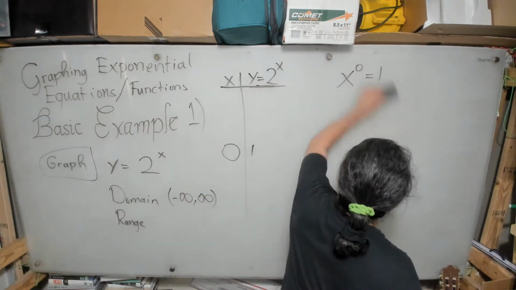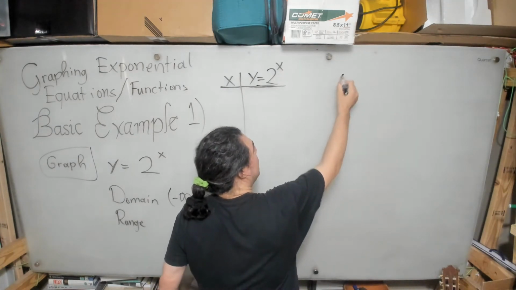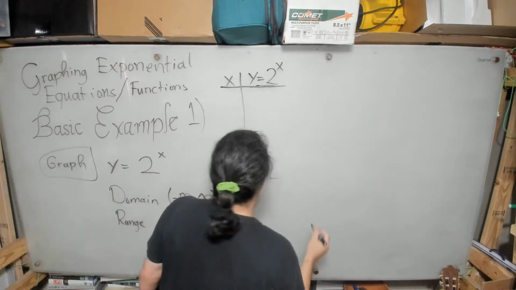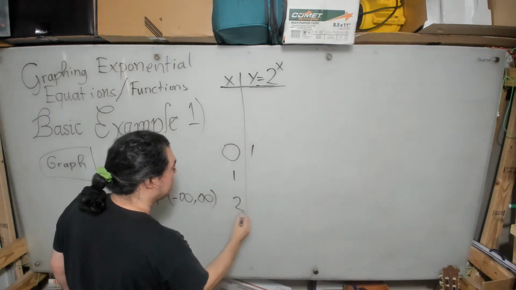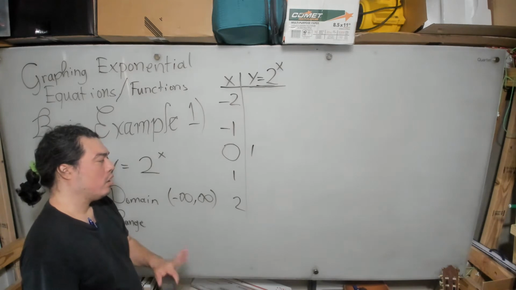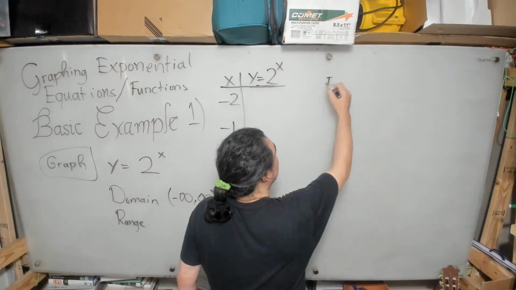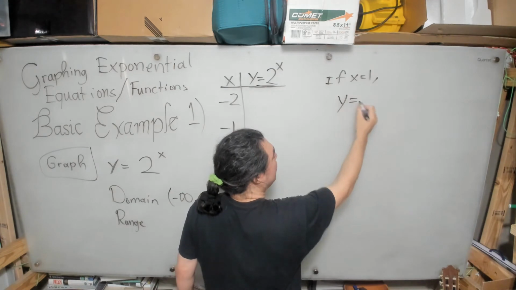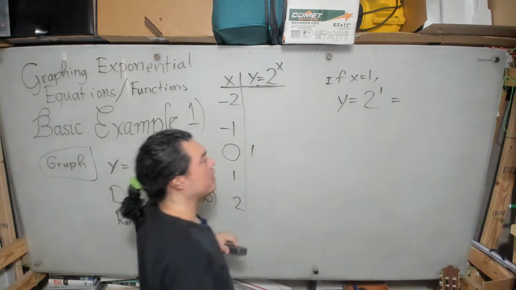So now, if I want to plot near 0 because I have a very nice value, then maybe I want to put x equals 1, x equals 2, x equals negative 1, x equals negative 2. Let's see where this gets me. So let's start off with x equals 1. If x equals 1, then the associated y for that x value will be 2 raised to the 1 power, because that's the definition of this situation.